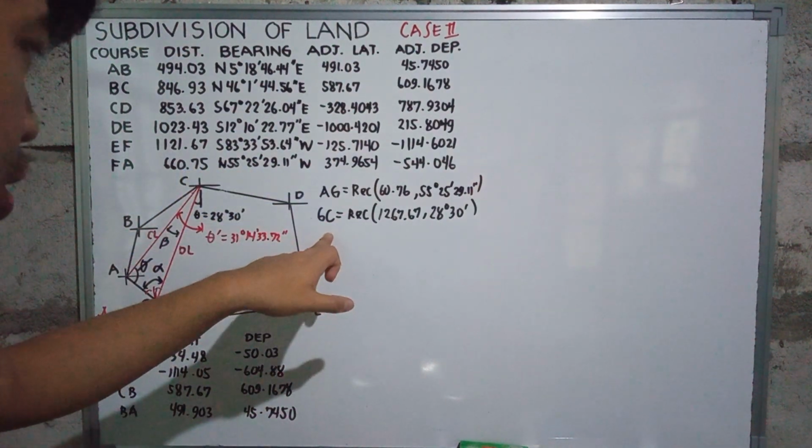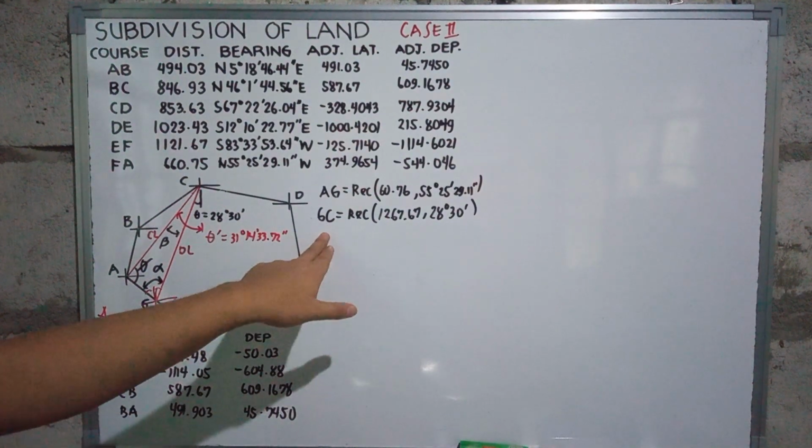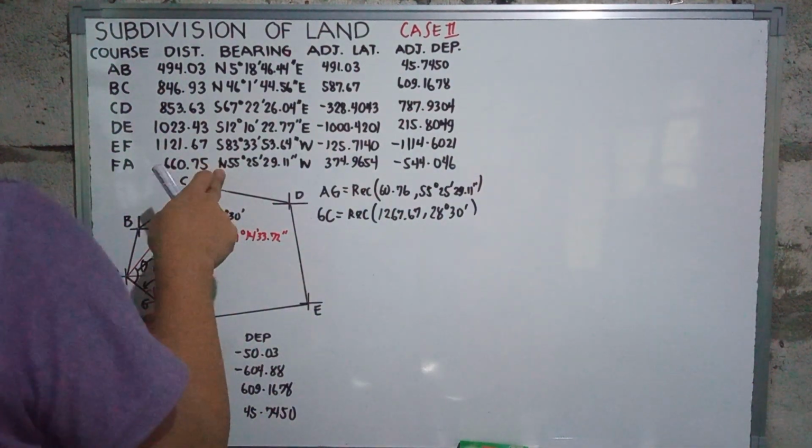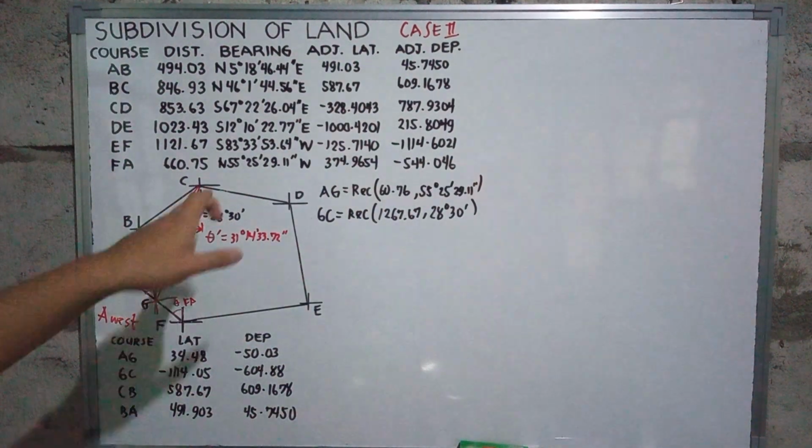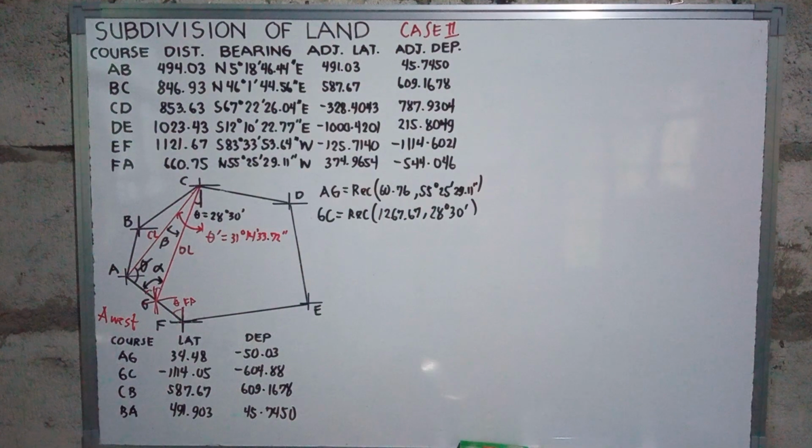So, ganun din yung procedure natin sa GC. Yung GC, that is the dividing line itself, which is equal to 1,267.67, at saka yung bearing niya na 28 degrees, 30 minutes. So, kung mapapansin ninyo, yung GC natin is parehas na negative yung latitude at saka departure since southwest yan. Tapos, yung AG naman natin, since it is northwest, kaya negative positive siya.